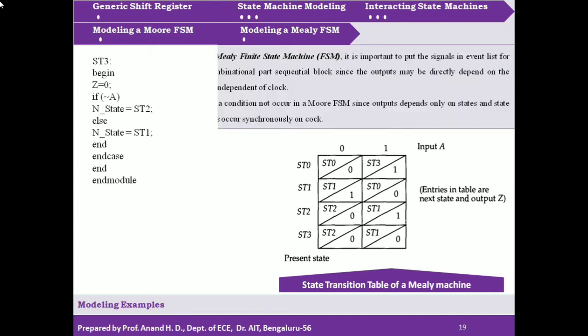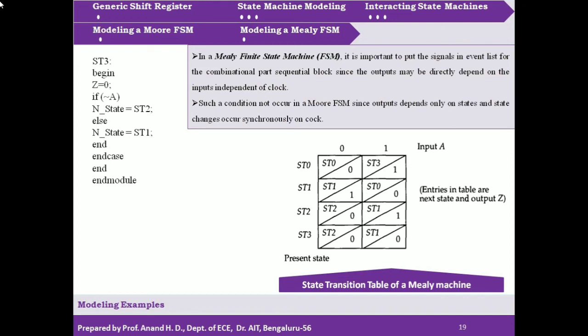Done. So what are the points we need to note with respect to Mealy finite state machine is that, what must be added to the sensitive list? So when we consider always statement which is taking care of combinational part, we have added both the state, that is P_state, as well as the input A. Yes, that should be taken care. Why? Because in case of Mealy state machine, output is dependent both on the present state as well as input.